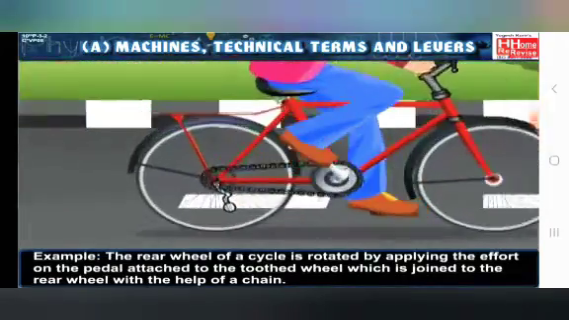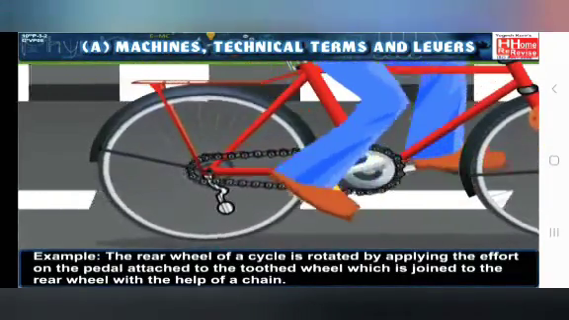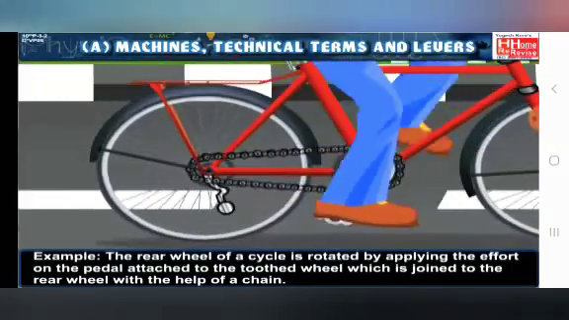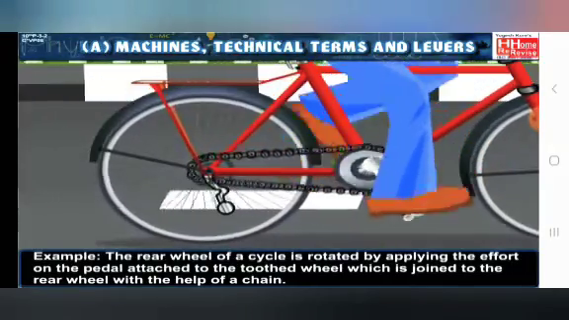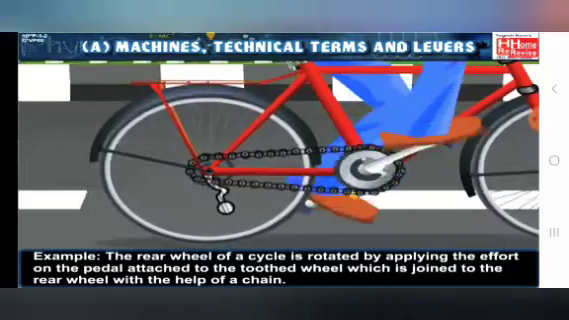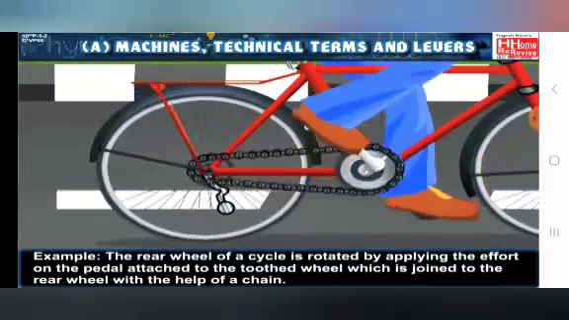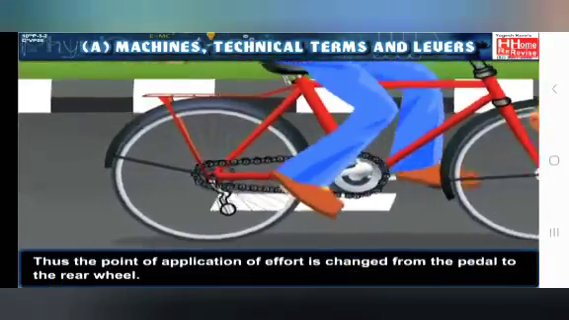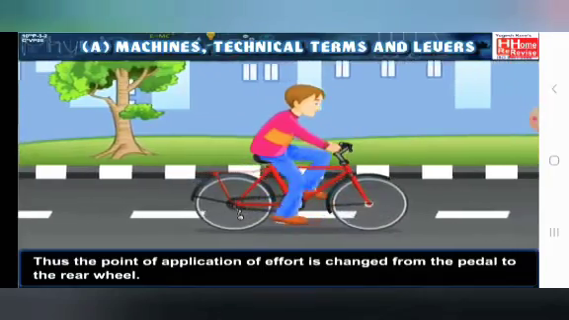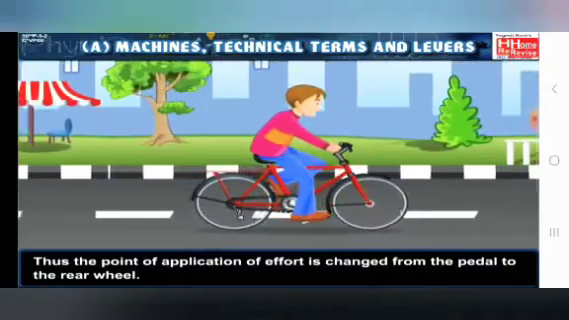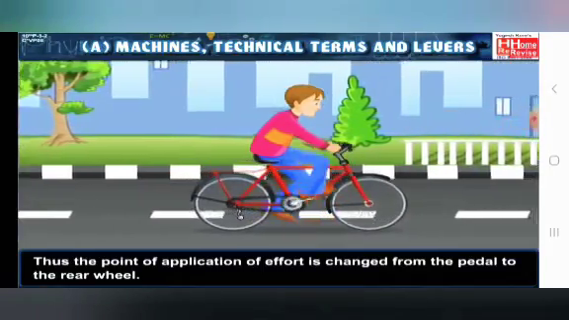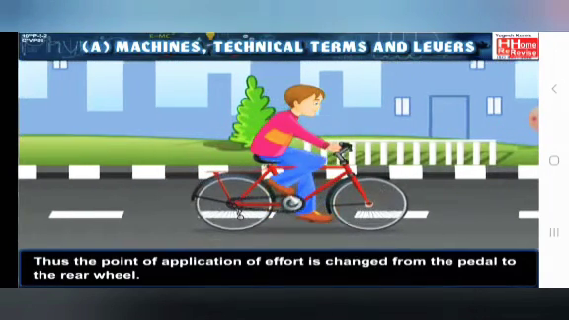2. In changing the point of application of effort to a convenient point. Example: the rear wheel of a cycle is rotated by applying the effort on the pedal attached to the toothed wheel, which is joined to the rear wheel with the help of a chain. Thus, the point of application of effort is changed from the pedal to the rear wheel.